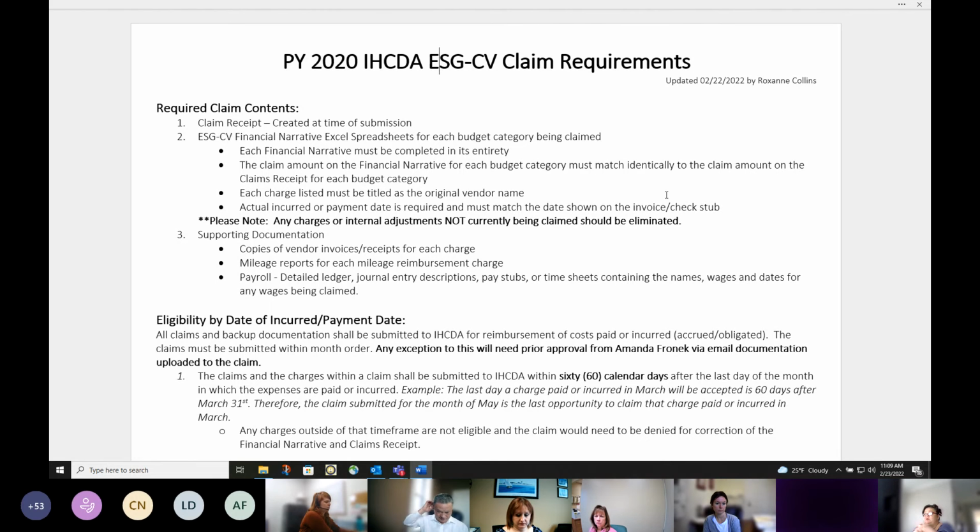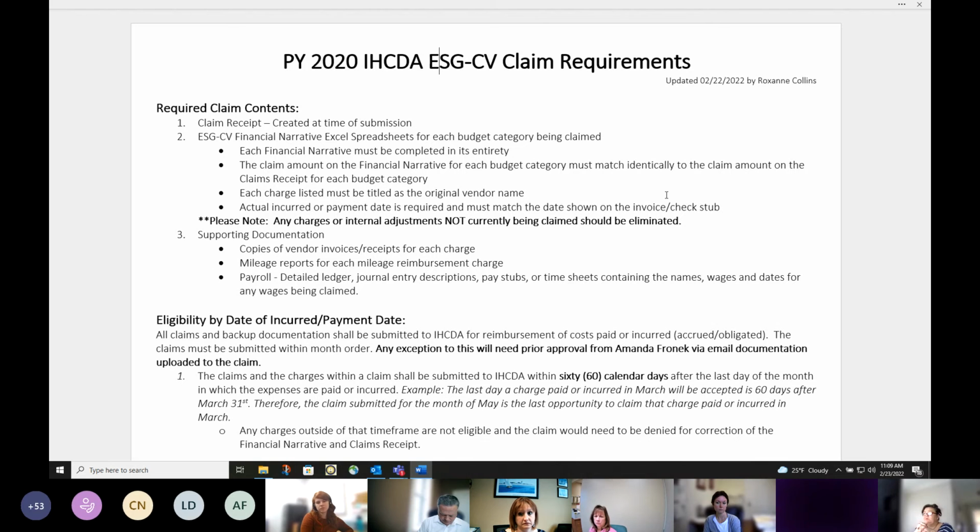So if you title it reimbursement or you put a person's name and it's not payroll, that is not correct. If they spent that money at Speedway gas station, it should say Speedway. And then, of course, you need to provide the invoice for that charge as well. Actual incurred or payment date is required and must match the date shown on the invoice or the check stub. So each charge, there is a column where it asks for the incurred or payment date. That must match what's on the invoice or the check stub.